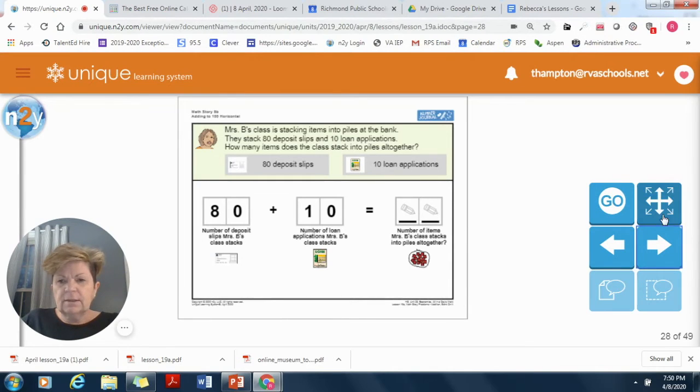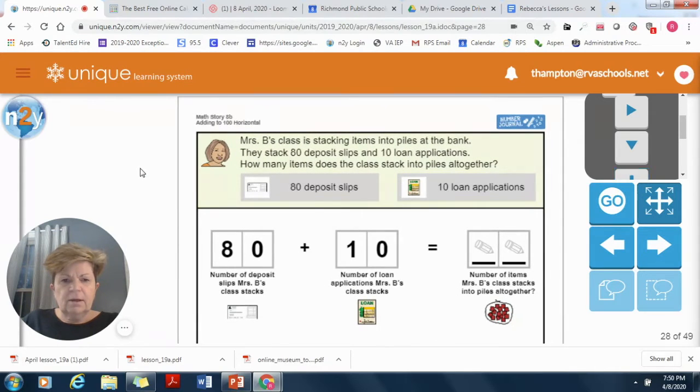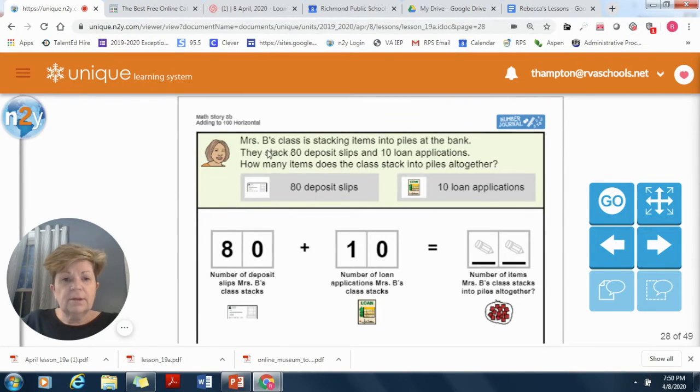All right, let's make that a little bit bigger. Sometimes they come in so small. All right. Miss B's class is stacking items into piles at the bank. They stack 80 deposit slips and 10 loan applications. How many items does the class stack into piles altogether? There's our answer. There's our keyword again. So our numbers are 80, 10 altogether. Correct. We're going to add.